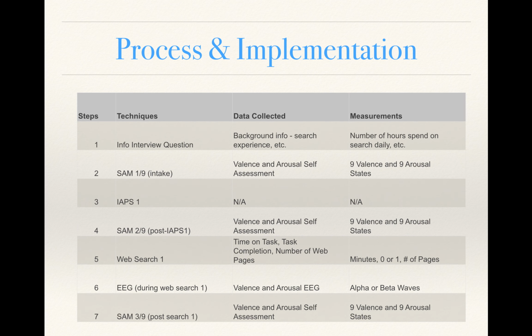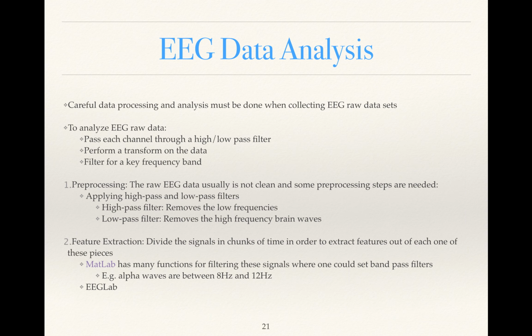And here's a quick review of the process. There were some interview questions involved. In step 2, the participants took the SAM self-report. They saw the IAPS pictures, whether neutral, pleasant, or unpleasant, depending on the rotation. Then they did another SAM self-report. They conducted the web search while the EEG recorded their brain signals at the same time, and then they did another SAM towards the end. I pretty much repeated this 3 times, because I had 3 different web search tasks for each participant.